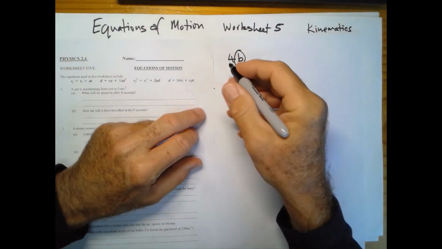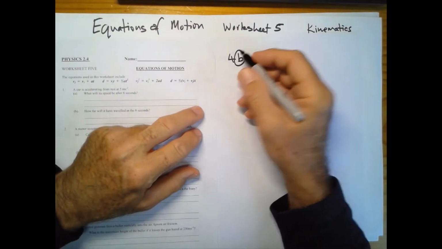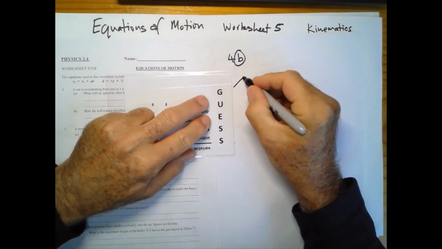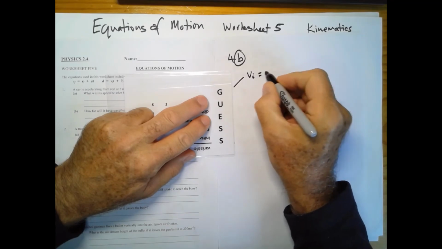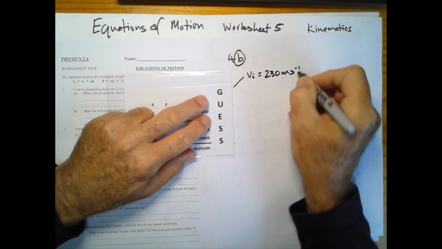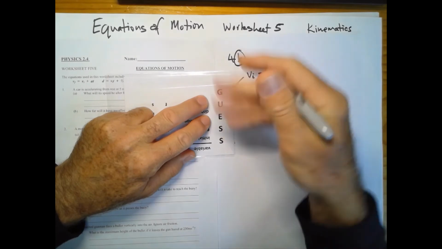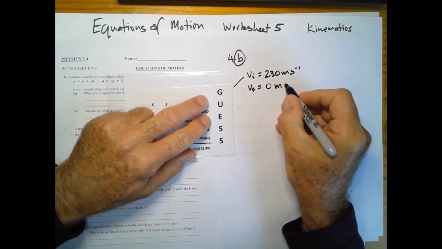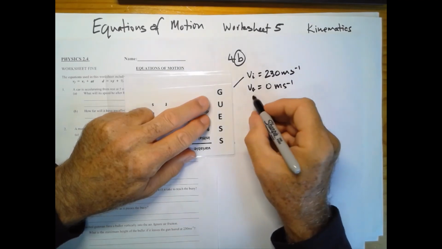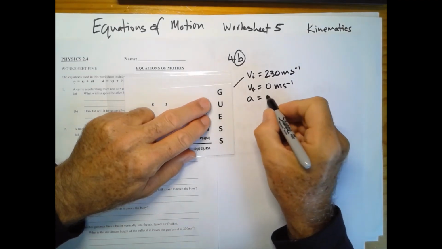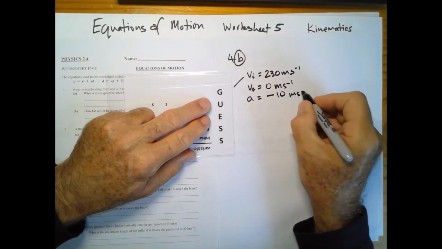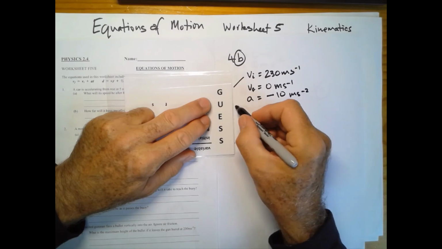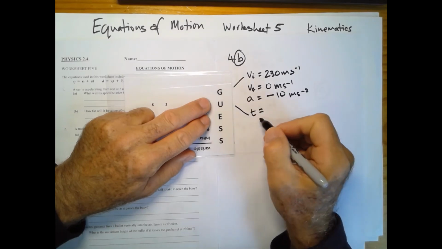And part B, how long does it take to reach this height? So let's use our GUESS again. We've got initial velocity equals 230 meters per second. We've got final velocity when it reaches the top, just at the point it stops, just before it starts falling back, and final velocity is 0. The acceleration is negative 10 meters per second squared. And our unknown is how long it takes.